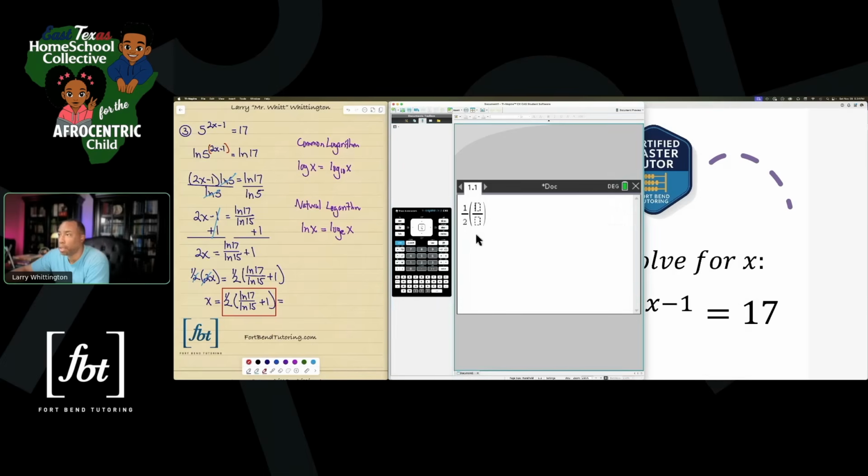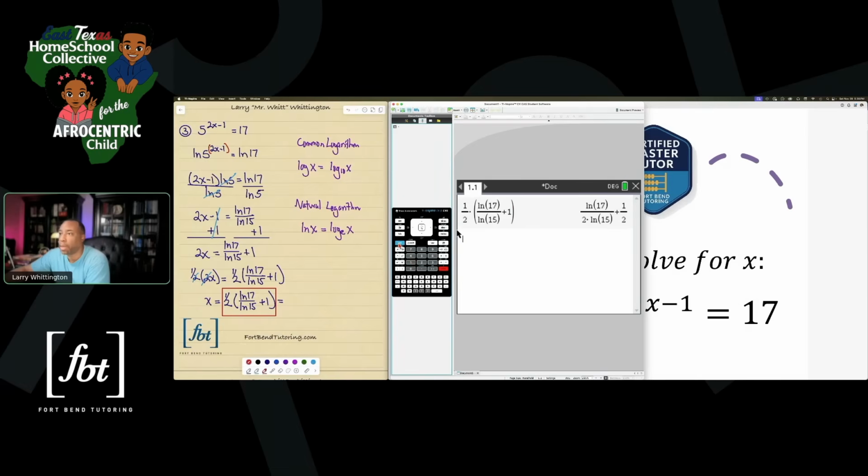Let's put in our fraction, because in the numerator we have the natural logarithm of 17, and that's divided by the natural logarithm of 15. And then outside of that, we're going to say that we have plus 1. All right, let's see what this equals then.